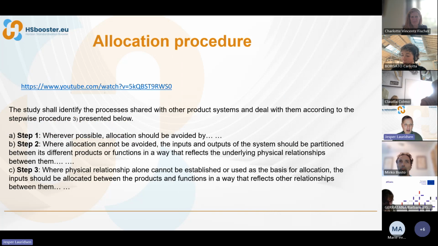So now I'm going to show a little bit, because there's something in the standard about allocation, which shows some of the problems with uncertainties when you have an LCA.